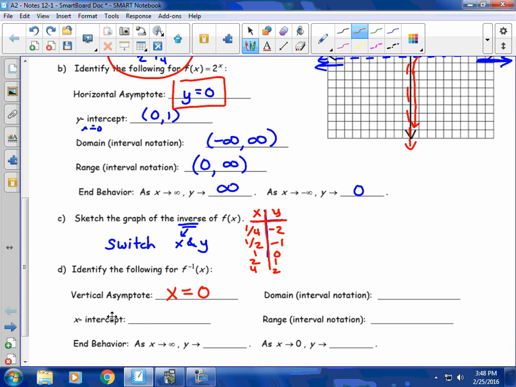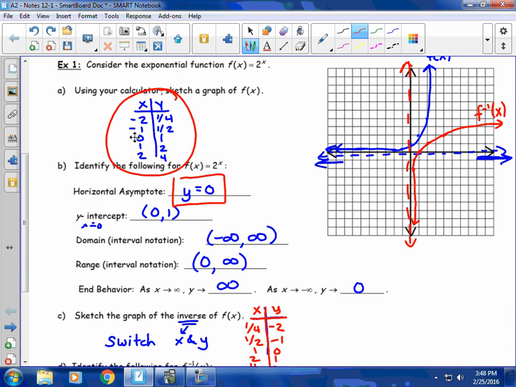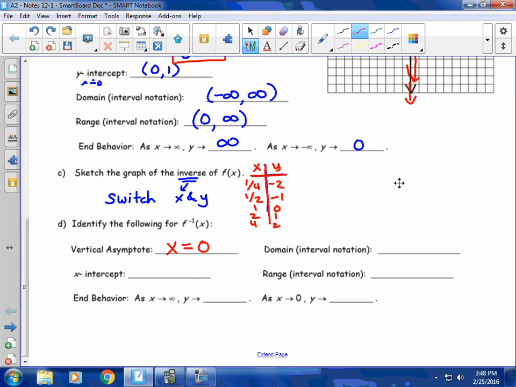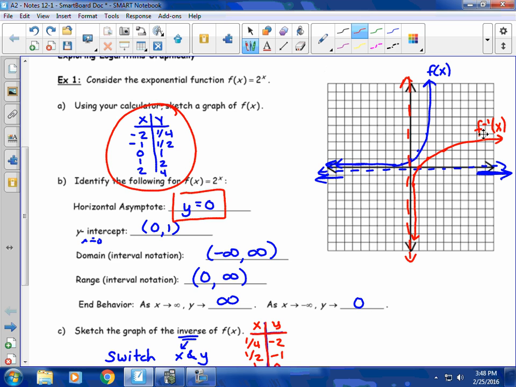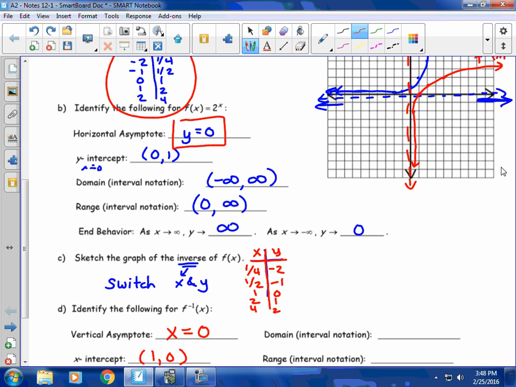Okay, back down here, the x-intercept. Well, before we had a y-intercept of 0, 1. So when I switch x and y, now I have an x-intercept right there of 1, 0. Okay, let's look at the domain. When you go back up and look at that graph, the domain, what's the farthest left I go? Well, I never go any further left than x equals 0. And what's the farthest right I go? I go right forever. So I would say my domain is parentheses 0 because of that asymptote to infinity.